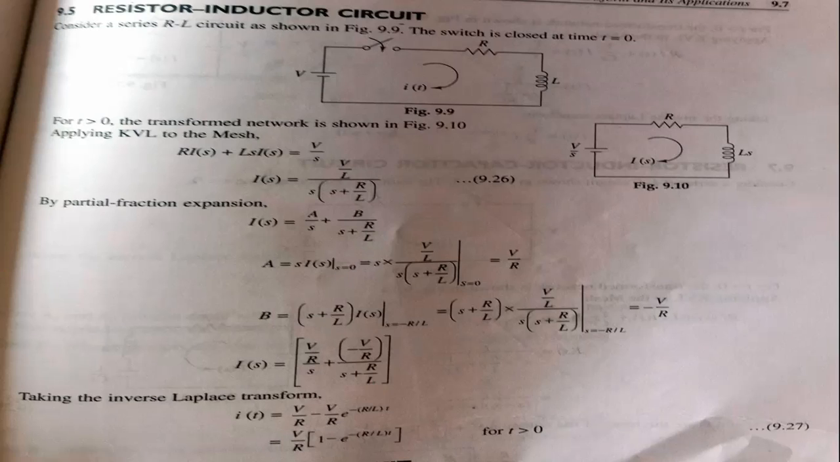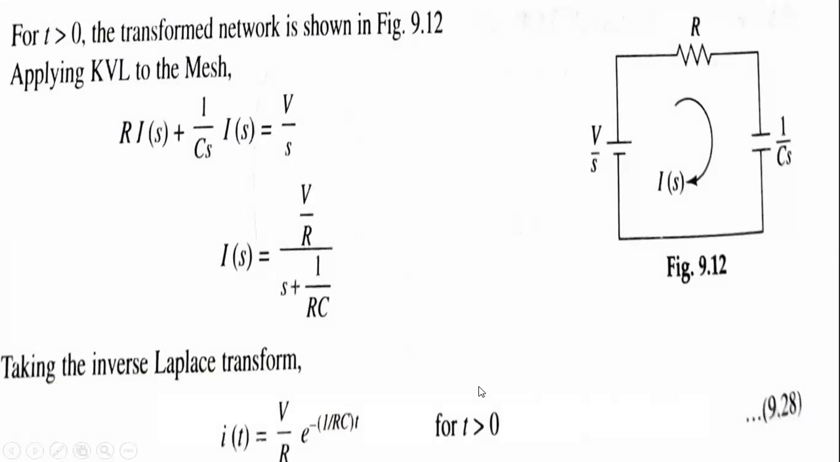So here V by R will be as it is, minus V by R e raised to the power minus R by L of t. Likewise, you can convert between the frequency domain and the time domain. Okay. Whenever you have a capacitor, with the resistor connected with the capacitor, instead of Ls, if inductor is there, Ls, if capacitor is there, 1 by Cs. So see here, the time is increasing gradually, and with t greater than 0, the transform circuit is possible.